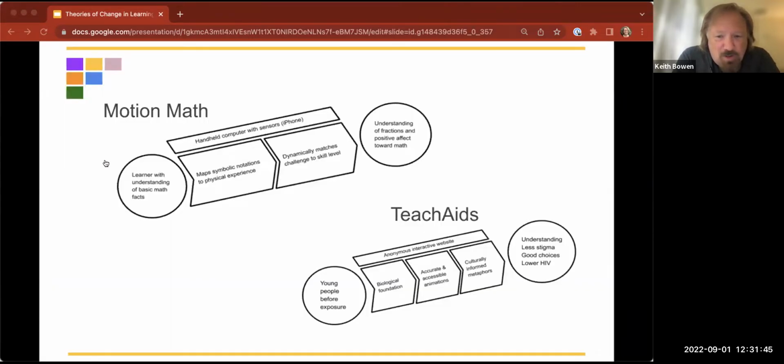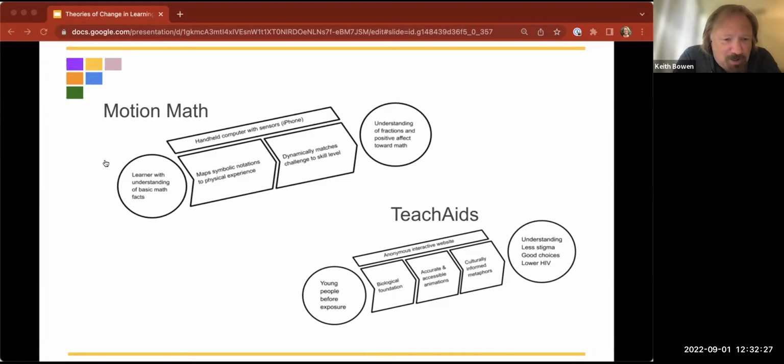So just to step back a bit and look at these really different projects, we see that the specific theories themselves differ, but the framing is similar and equally beneficial. The idea that within the context of a handheld computer with sensors that maps symbolic relations to physical evidence and that dynamically matches the challenge to the skill level can take learners with a basic understanding of math and help them develop an understanding of fractions and then to have positive feelings or affect towards math.